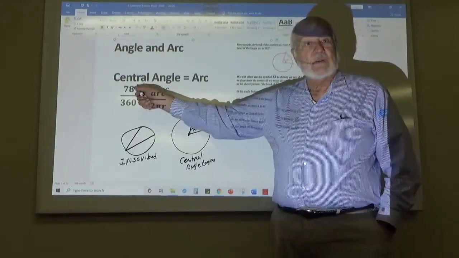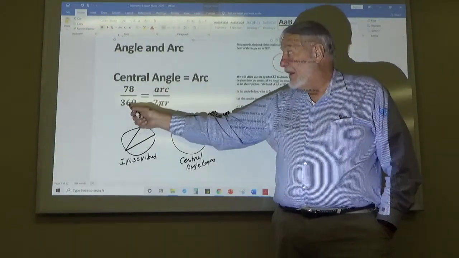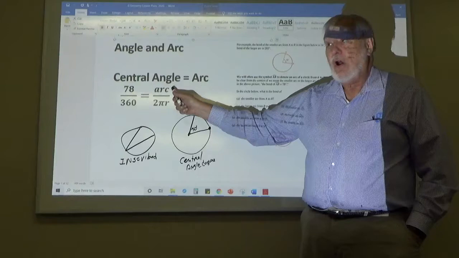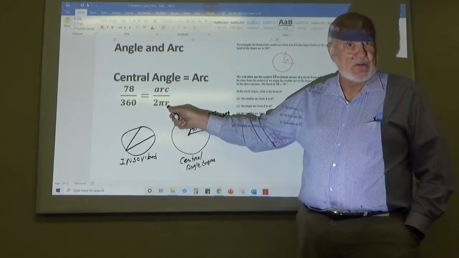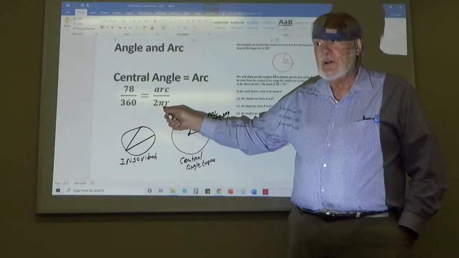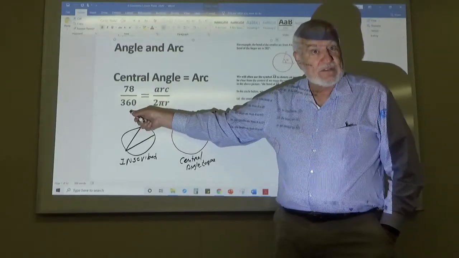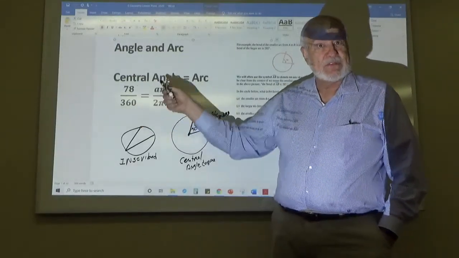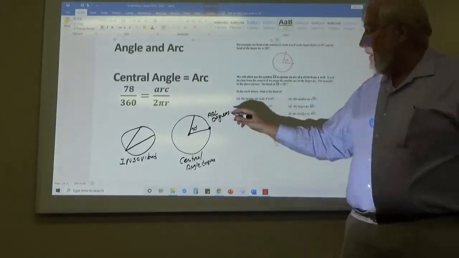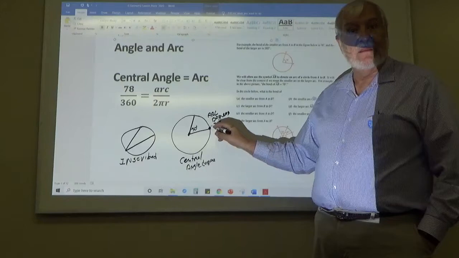If I know the degrees of the central angle, that's compared to 360, then the length of the arc is compared to 2 pi r, the circumference of the circle. Now, the circumference of the circle is all the way around. 360 degrees is all the way around. So the proportion sets up, and then you can find the measurement of that angle. That's what they're calling this bend.